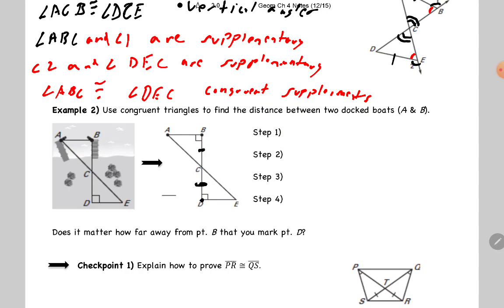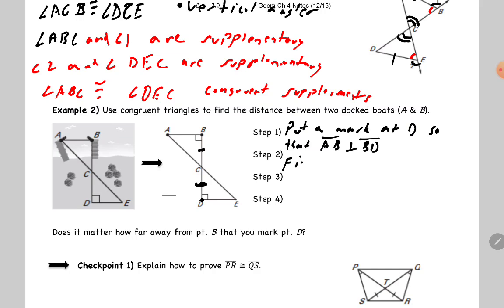Then you just walk a certain distance to E. I'll put down the steps. Put a mark at D, so that AB is perpendicular to BD.